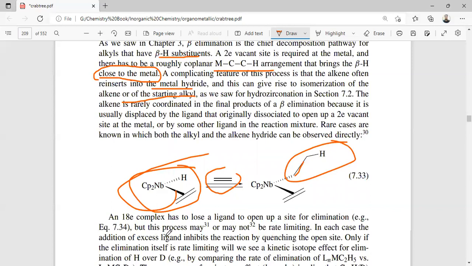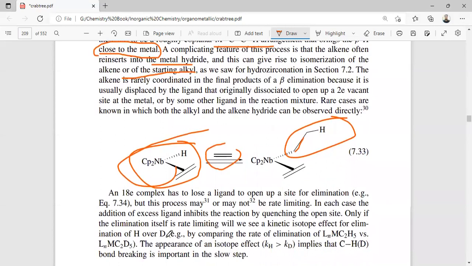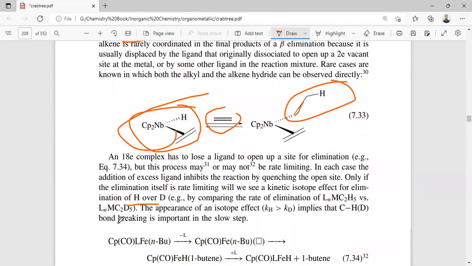In case the addition of excess ligand inhibits the reaction by quenching the open site, only if the elimination itself is rate limiting will we see a kinetic isotope effect for elimination of H over D. By comparing the elimination of LnM-CH2CH3 versus LnM-CD2CD3, the appearance of an isotope effect, kH greater than kD, implies that C-H bond breaking is an important step. It is a slow step.